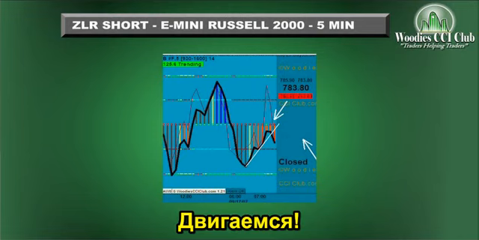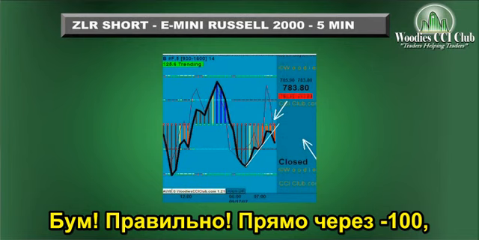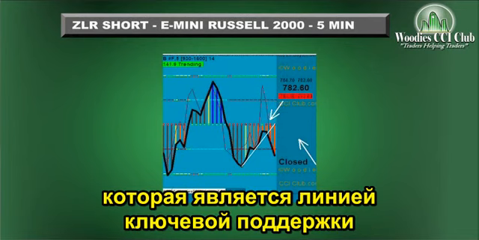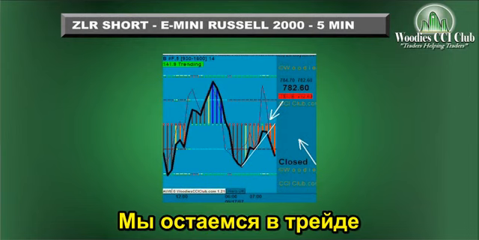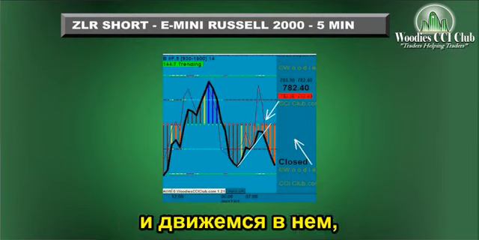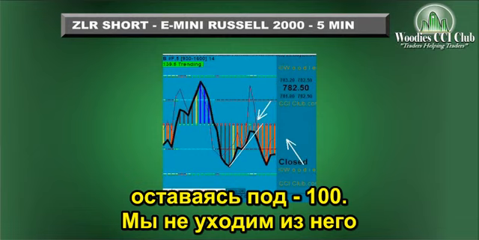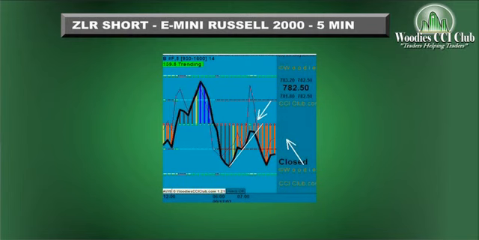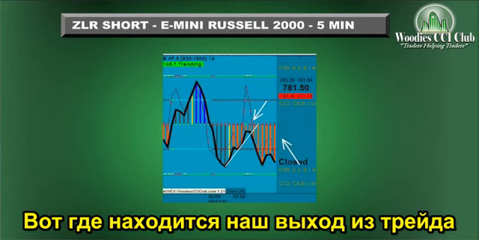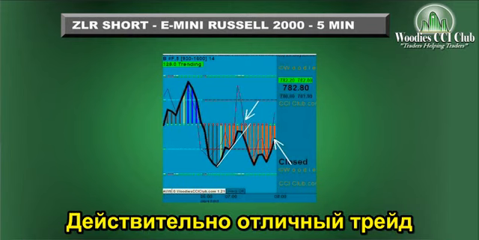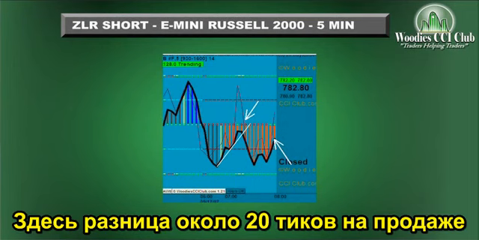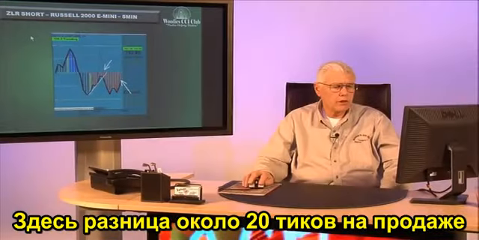Here we go. Boom, 1 bar right through that minus 100, which was support. And we just stay with the trade as we go along. Stay with it as long as it stays below the minus 100. We don't want to get away from it. And there's our exit to get out of the trade. So a real nice trade that went for about 20 some odd ticks on the low.